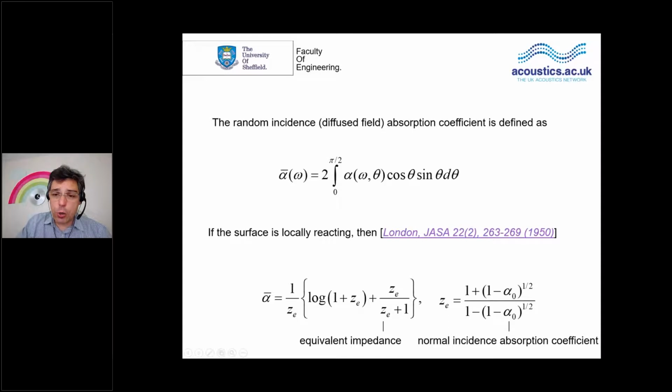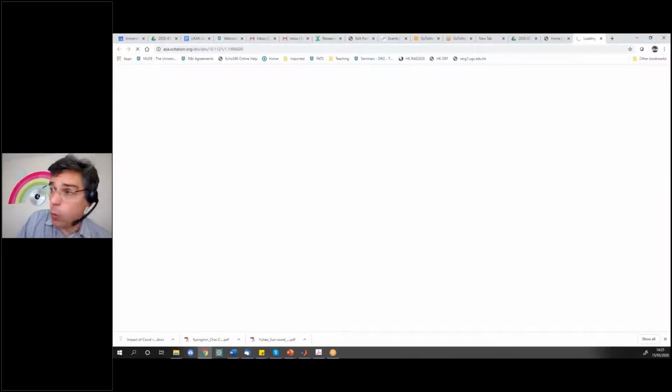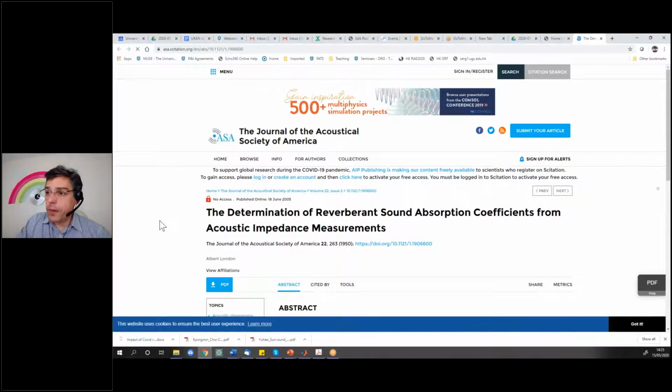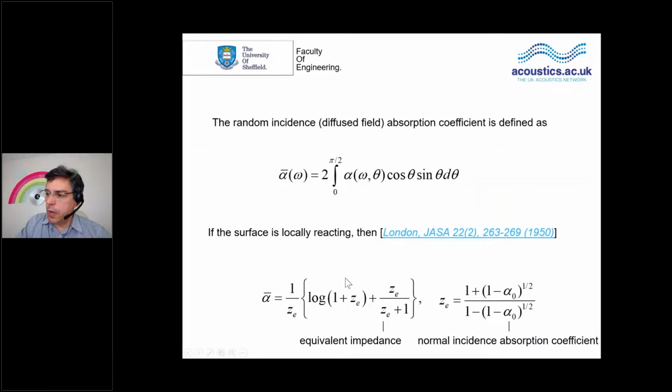It basically shows how, in a simple way, we can predict the diffused field absorption coefficient from the measurement of impedance in the impedance tube, or absorption coefficient in the impedance tube. Anyway, I'll leave you to explore it in your leisure time. But basically, in this case, you've got a bit of a strange function of the log of something which is called equivalent impedance, and the equivalent impedance is strangely a function of the absorption coefficient for the normal incident case, which can be measured in the impedance tube. And this quantity this time is real.